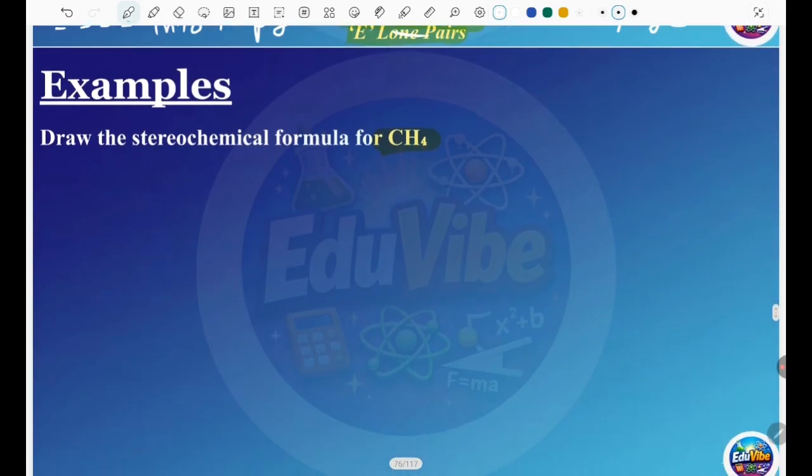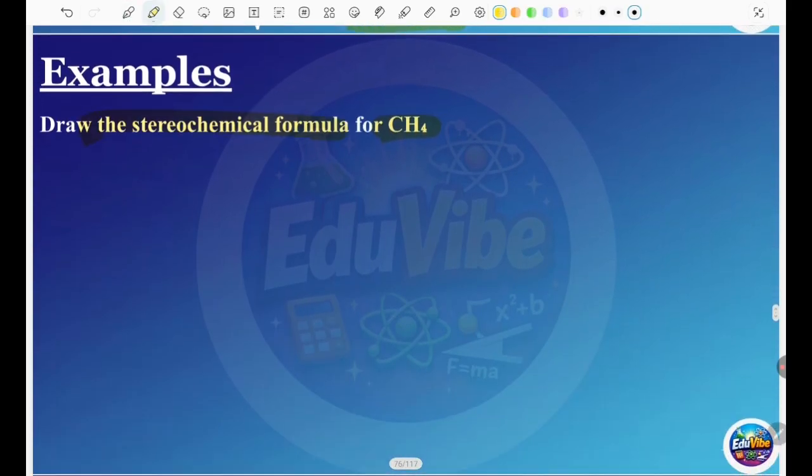So the first one, we have to make a stereochemical formula for CH4. How can we make this? Firstly, we have to make the Lewis structure. The Lewis structure is very easy, as I told you in the previous lesson, the Lewis structure is the dot structure. So for C, we have 1, 2, 3, and 4 electrons, and we have 4 hydrogens.